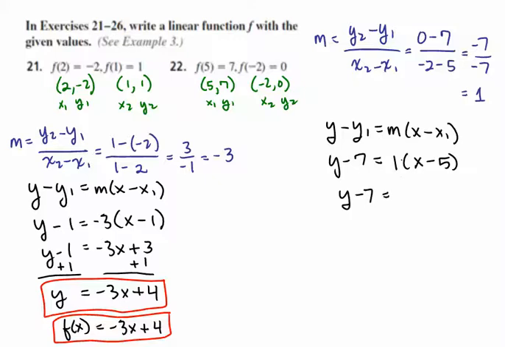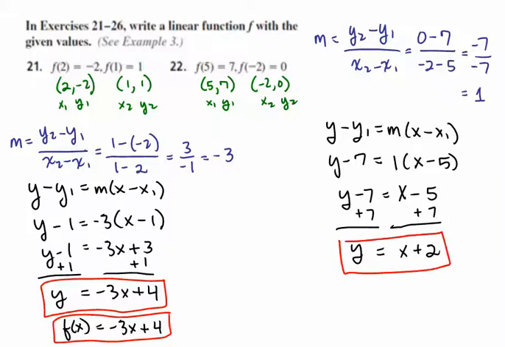Y minus 7, distribute now. 1 times x is really just x. 1 times -5 is -5. We'll add 7 on both sides, and we get y is equal to x plus 2. And that is our slope-intercept form. Again, if we want to write in function notation, it would be better written as f of x equals x plus 2. Okay, and so that is going to do it for these 2 problems.